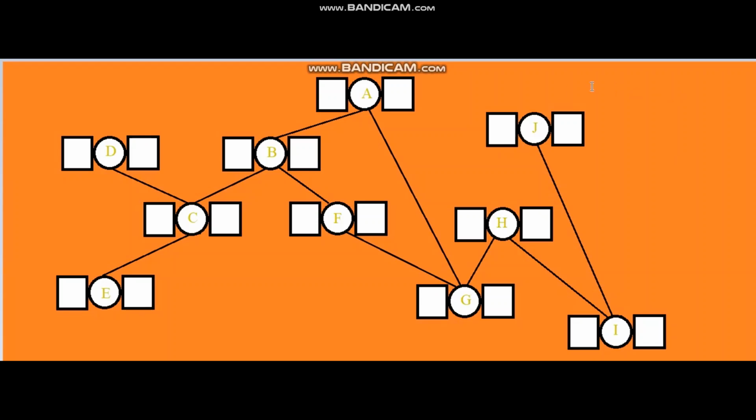There are 10 different nodes in the graph, each represented by a different letter. I have shown two squares on each side of the nodes. The nodes are represented by circles and the two squares are on both sides. The left one represents the starting time of the visit of the node and the right one represents the ending time of the traversal.